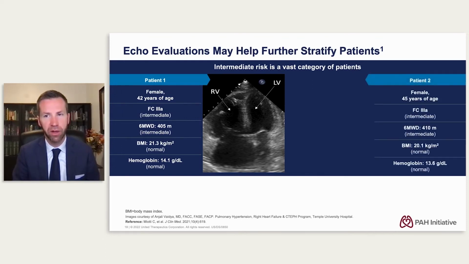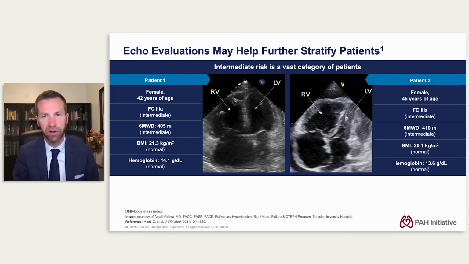This patient here, 45-year-old female, functional class 3A, 6-minute walk distance is the same at 410. BMI is 20 and hemoglobin is 13. So again, a couple of intermediate risk aspects there. Both right ventricles are enlarged. The one on the right, patient 2, has pericardial effusion and has that left ventricle being compressed.